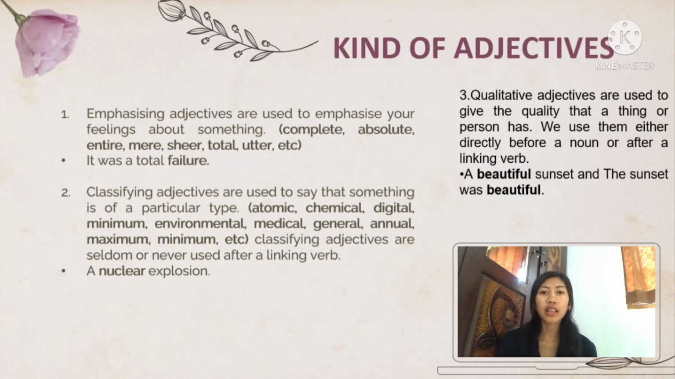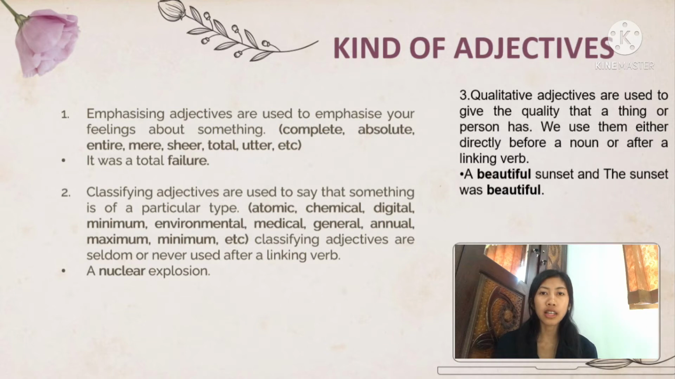The last one is qualitative adjectives, which are used to give a quality that a thing or person has. We use them either directly before a noun or after a linking verb. For example, a beautiful sunset and the sunset was beautiful.